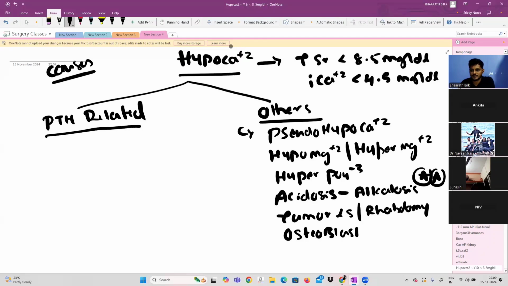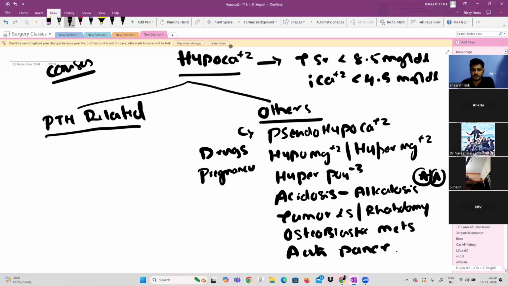osteoblastic mets, acute pancreatitis, drugs, pregnancy, blood transfusion, pseudohypocalcemia, hypomagnesemia, hypo or hypermagnesemia, hyperphosphatemia, acidotic and alkalotic state interactions, tumor lysis syndrome, rhabdomyolysis, osteoblastic mets, acute pancreatitis, even sepsis, severe burns, trauma, critical illness.